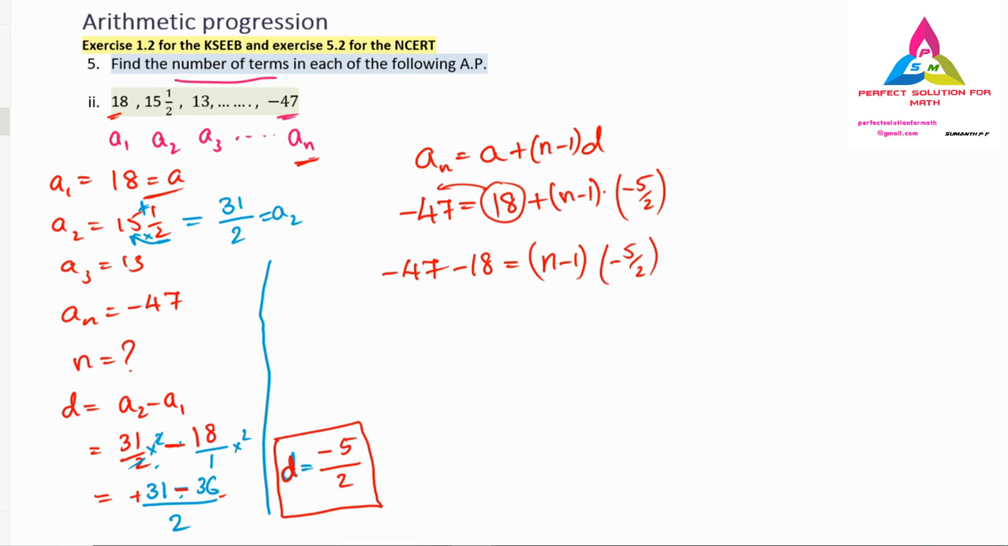So minus 47 minus 18 is nothing but minus 65. So that is equal to (n minus 1) into minus 5 by 2. Here some of you will have a problem, because now we have to shift the minus 5 by 2. But when you shift this minus 5 by 2, it will not become the positive value, because here we have a multiplication. Whenever we have a multiplication, it will divide.